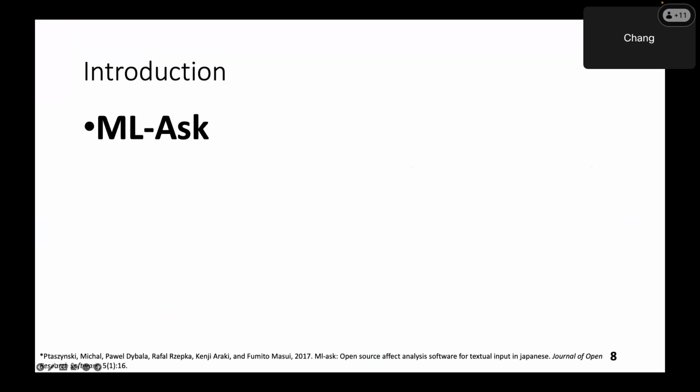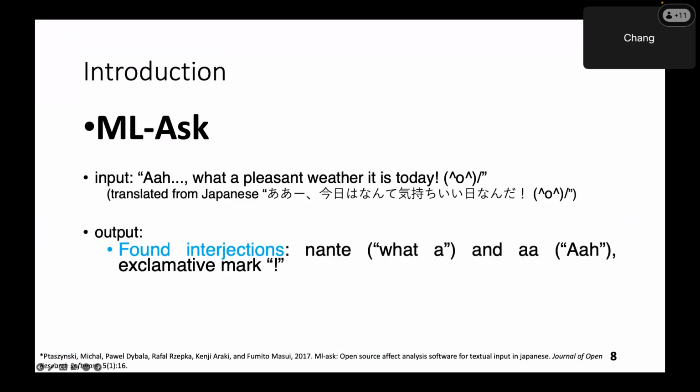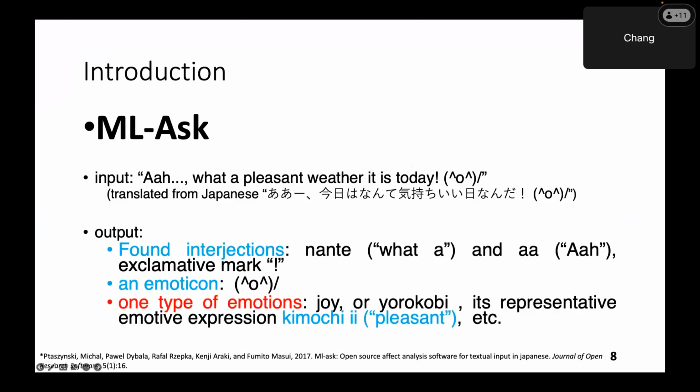So here is an example of MLASK. If the input was, what a pleasant weather it is today, an emoticon of smile, which is translated from Japanese, 今日はなんて気持ちいい日なんだ、笑顔の顔文字。Then the output should be found interjections what and exclamative mark and emoticon of smile and one type of emotions, joy or yorokobi in Japanese. Its representative emotive expression is kimochi-ii, which means pleasant in English.